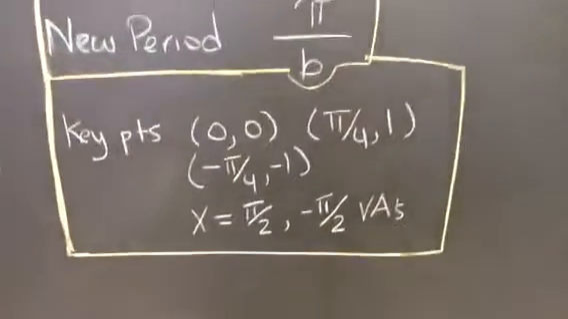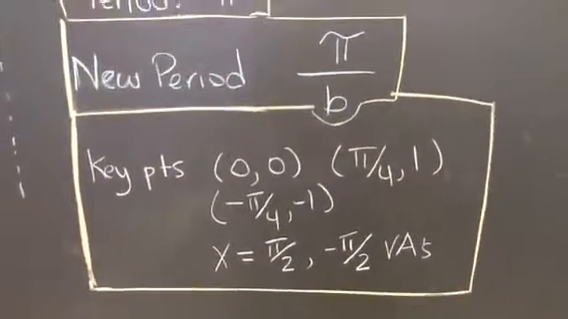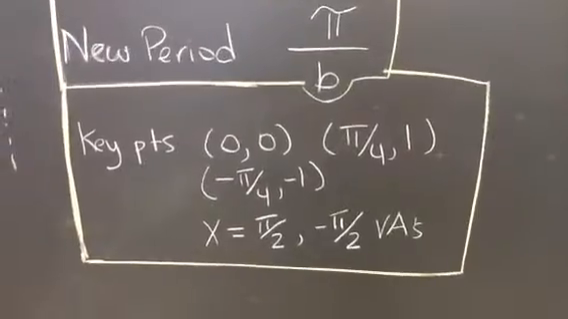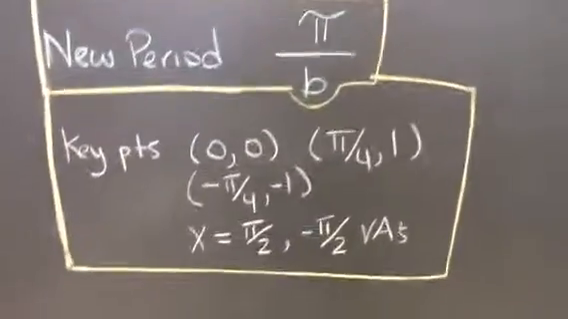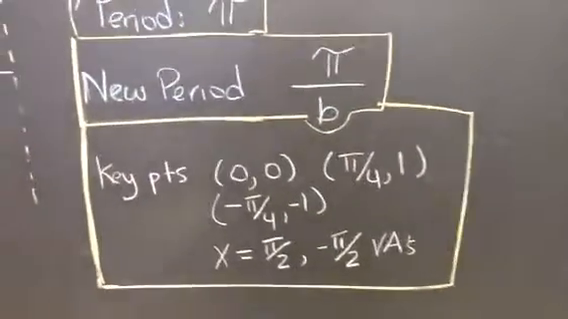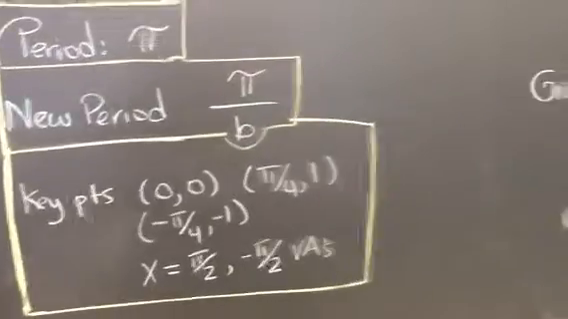Now the key points for the tangent curve, for this curve here, are (0, 0), (pi over 4, 1), (negative pi over 4, negative 1). And the asymptotes are pi over 2, negative pi over 2, and so forth. Those are the vertical asymptotes.